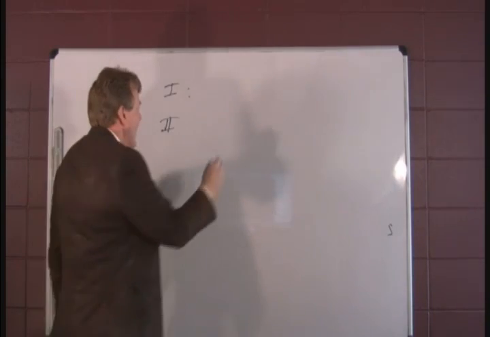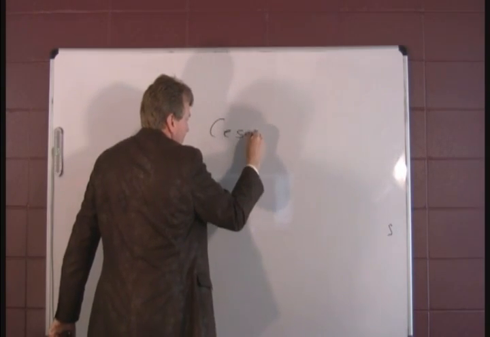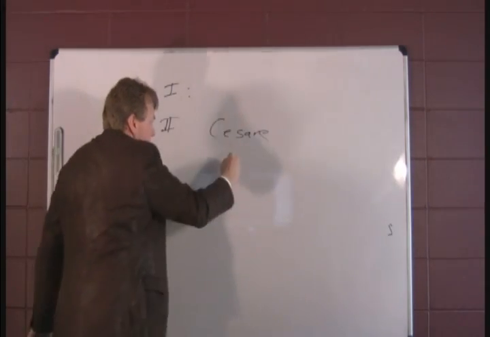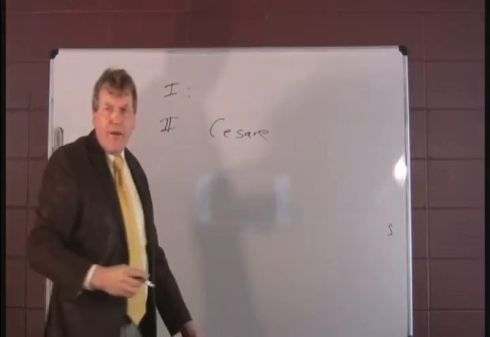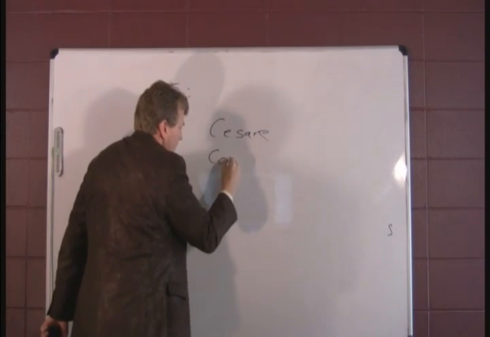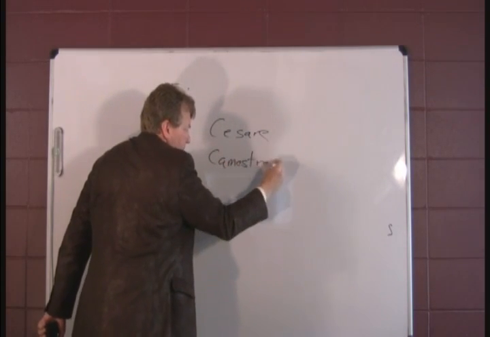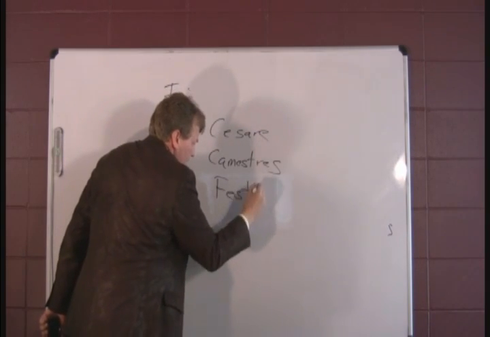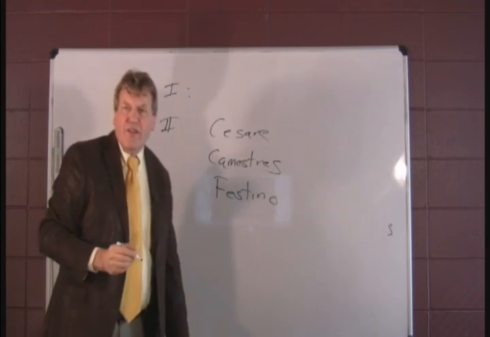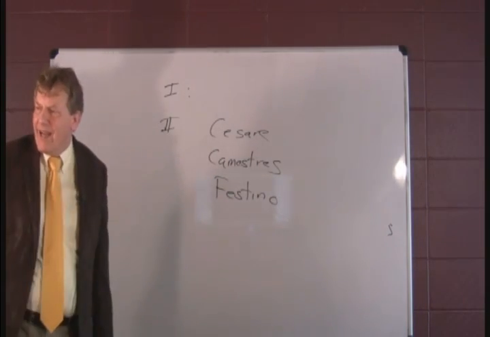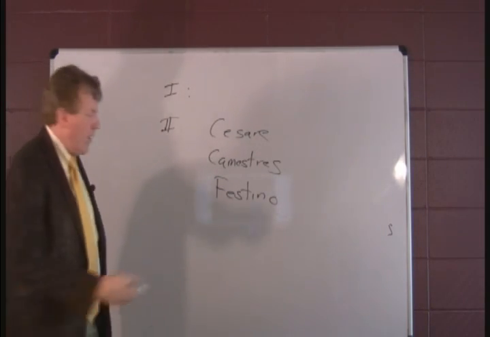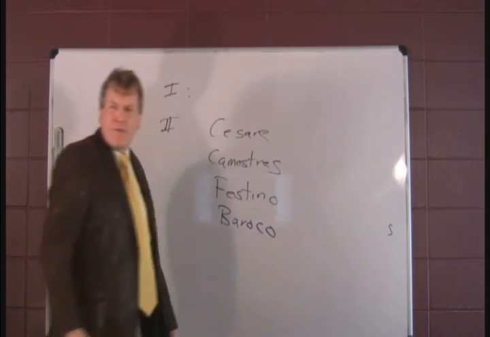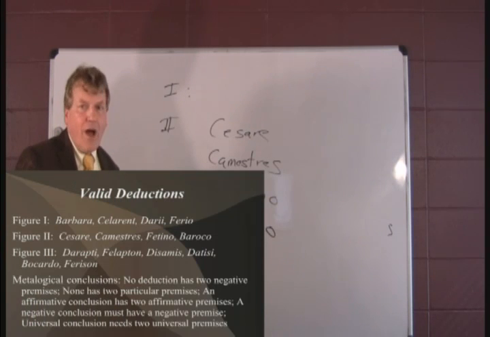We've got Cesare. Remember figure 2, the A's come down this way, or your middles come down this way. Figure 3, the middles come down that way. Camestres, right? It says Fatino. I think it's Festino. It doesn't really matter. We just got to get an E, I, and O out of there. And Baroco. You can see how that would work with Baroco.